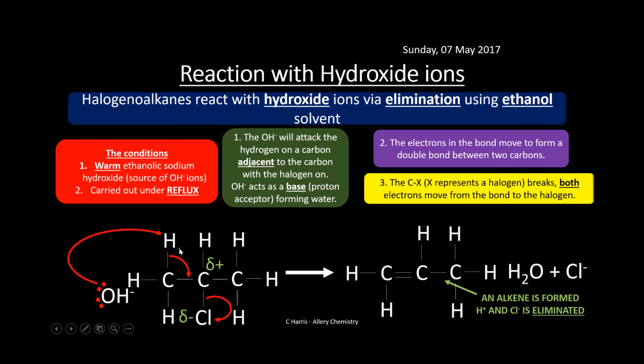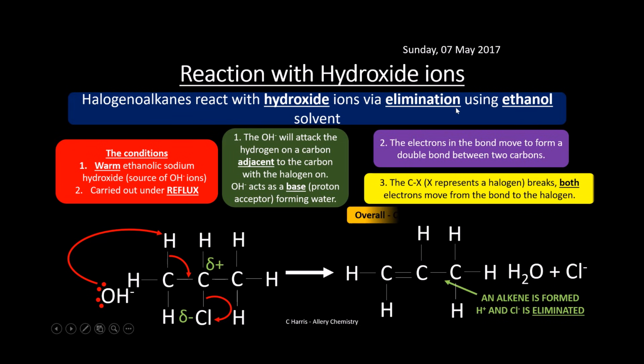So we've knocked this hydrogen off the molecule. So the hydrogen's not there anymore. The chlorine's also been kicked off. So that's not there anymore. But we do have a double bond there. There it is. So we form an alkene. So this is your alkene. H plus and the Cl minus are eliminated. Obviously the H plus reacts with the OH minus to form water, and you get Cl minus as well.